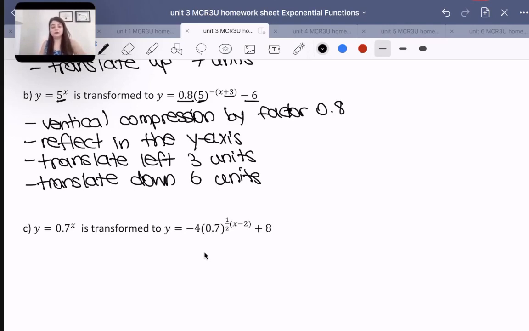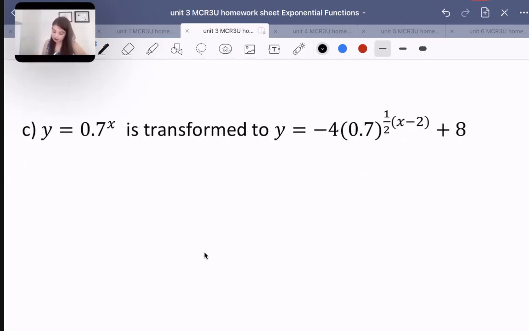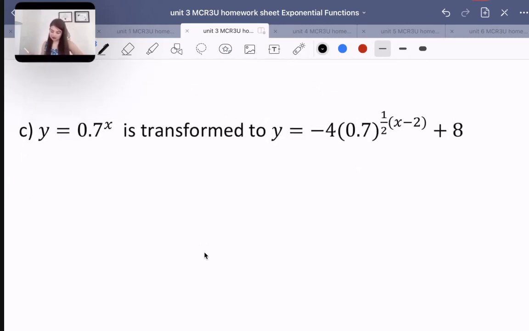Okay, let's try C. And again, I encourage you to pause, try this on your own, and then come on back when you're ready. Okay, so for C, it says 0.7 to the power of x is transformed. List the transformations.